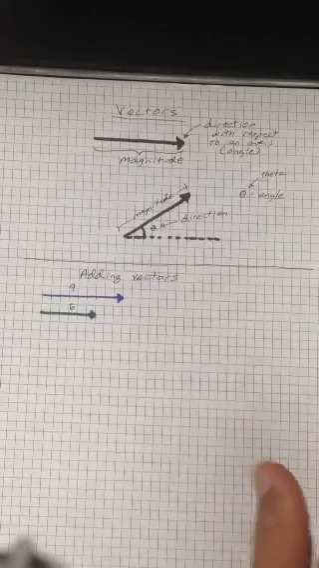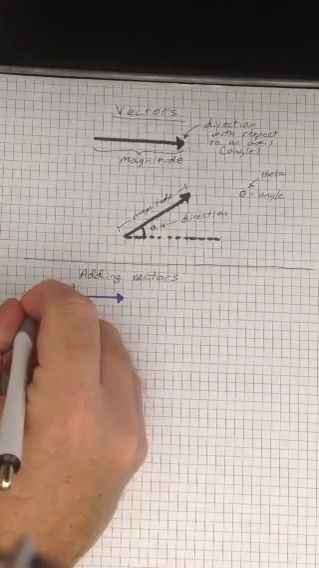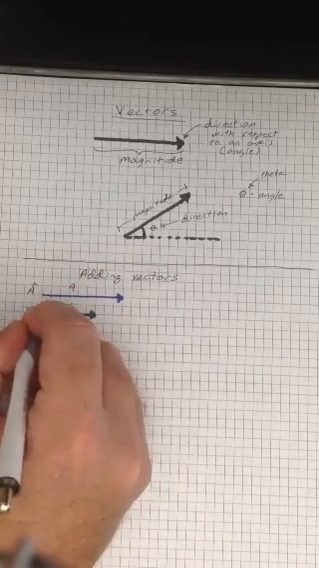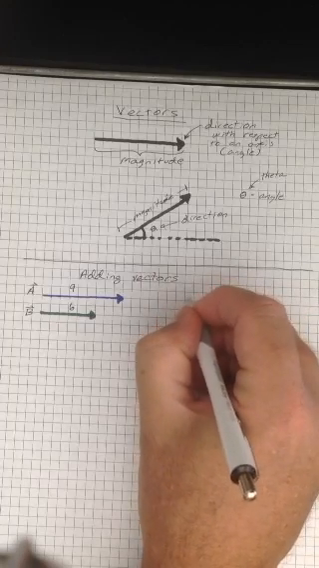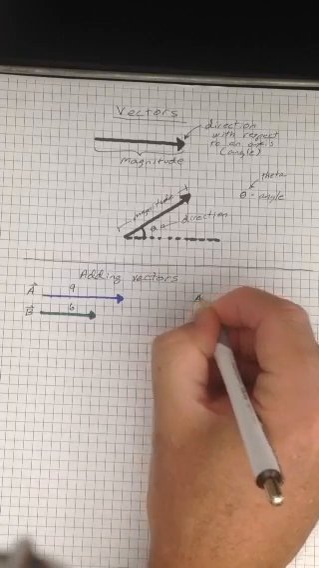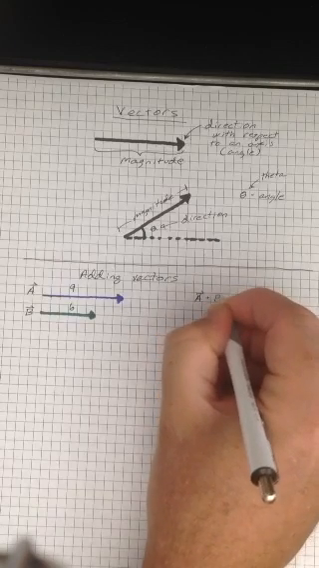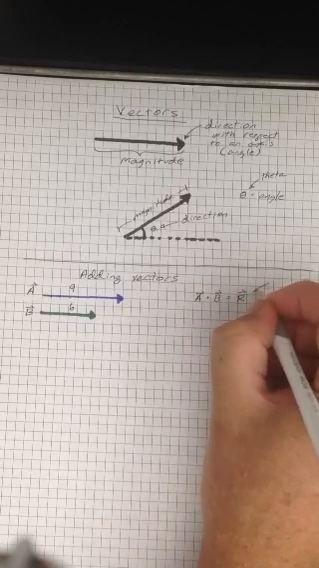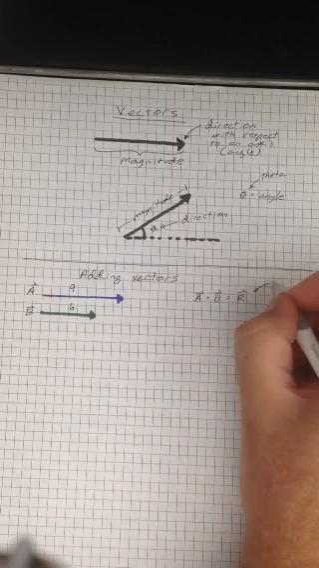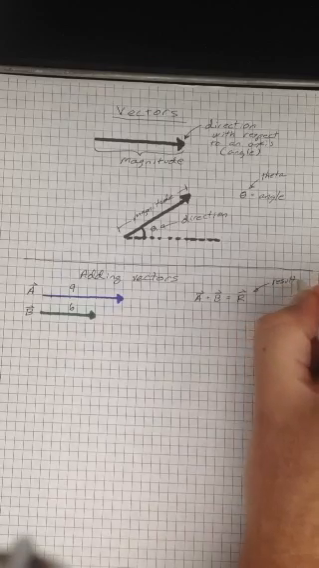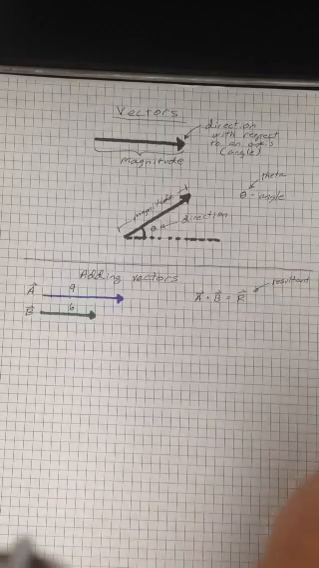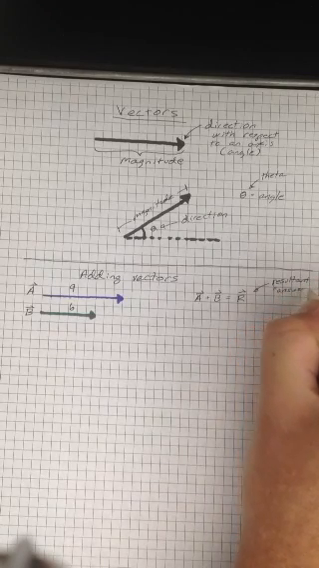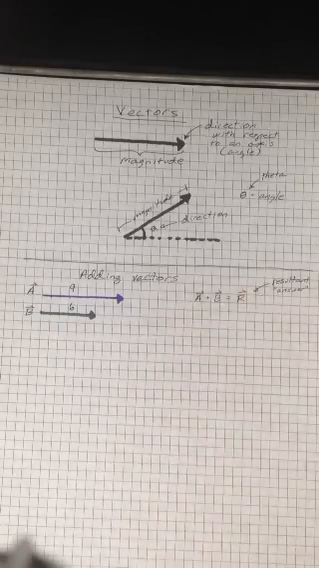If I add these two vectors, I call this vector A and this one vector B, and we put little symbols on top to indicate that they're vectors. My vector math looks like this: A plus B, and what we're going to get is a thing that we call R. R is called a resultant. A resultant is our answer. It's the result, it's the answer.